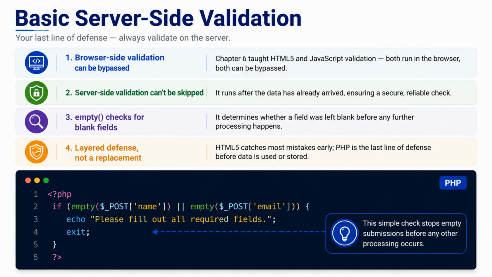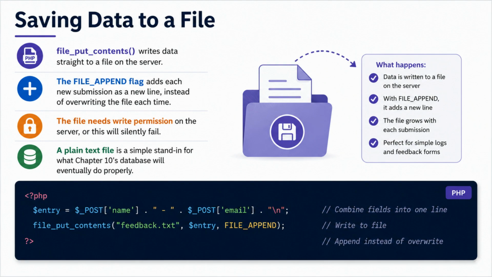PHP's empty function checks whether a value is blank, which is exactly what's needed before doing anything else with submitted data. Don't skip the exit line when walking through the code. Without it, the script prints its error message and then keeps running the rest of the page anyway. Exit stops. With validated data in hand, the next question is where it actually goes.